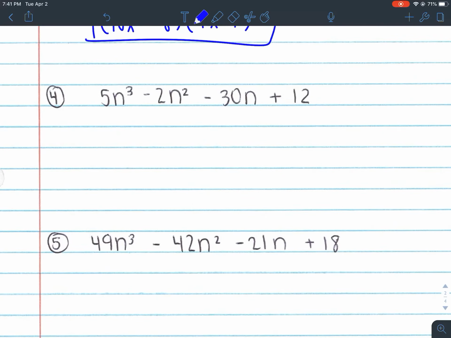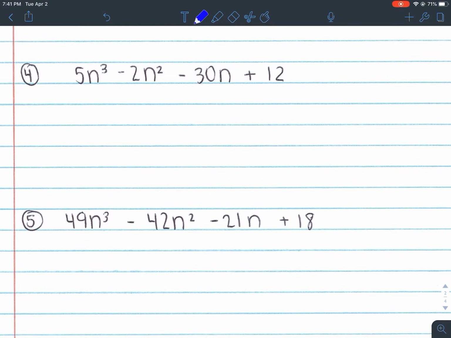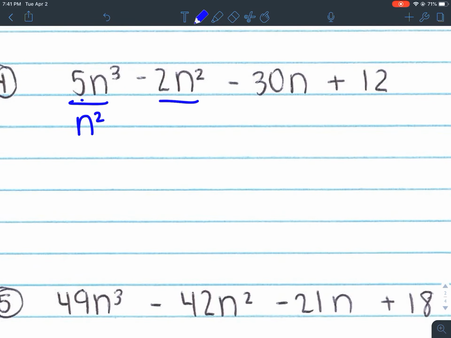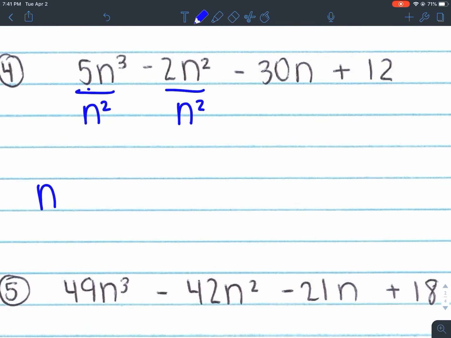Again, with the next two, if you want to try these on your own and you got it, go ahead and try those. Alright, so first term, I can factor out an n squared. I can't factor out a number bigger than 1, so it's just going to be n squared, or 1n squared, if that makes you feel a little bit better. We have 5n minus 2.